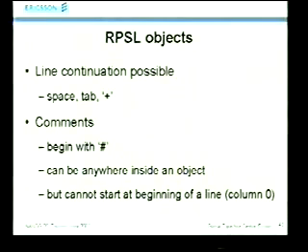In RPSL objects, line continuation is possible. You show this by having, at the beginning of a line, a space, a tab, or a plus symbol. Comments begin with this symbol, pound sign, hash sign, whatever you call it, and can be anywhere inside an object, but cannot start at the beginning of a line, at column 0. The only thing that can start at the beginning of a line is either these or the name of an attribute. But you can't put this at the beginning of a line.